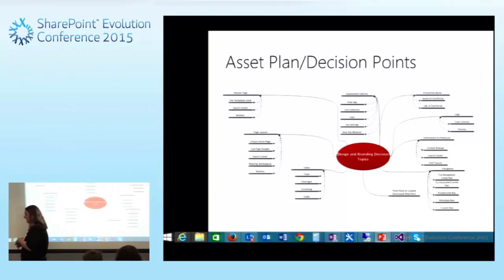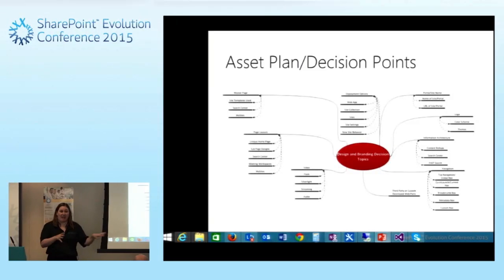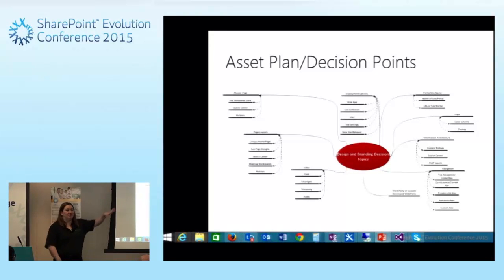So this is a sample asset plan. It's basically taking everything that we talked about and defining it out. This is what I'm building. This is my asset plan. This is one of those MindManager brain maps, so it's all branched off, but you can do the same thing in Visio.